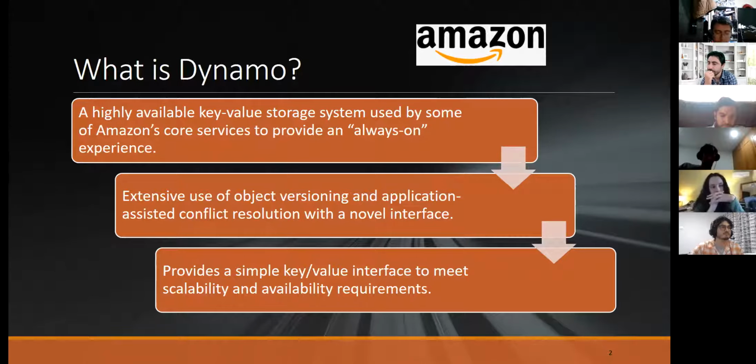For example, customers should be able to view and add items to their shopping cart, which is the best example in terms of Dynamo, even if disks are failing, network routes are flapping, as we already saw in the presentation, or data centers are being destroyed by tornadoes. So the service responsible for managing shopping carts requires that it can always write to and read from its data store, and that its data needs to be available across multiple data centers.